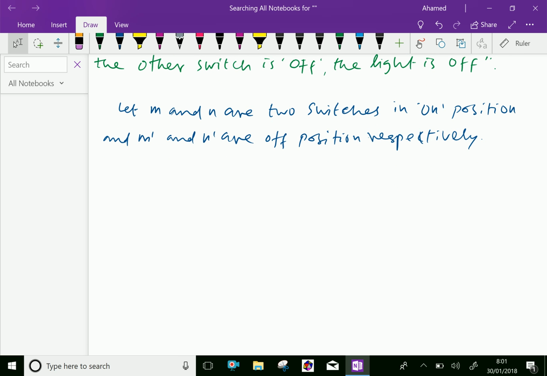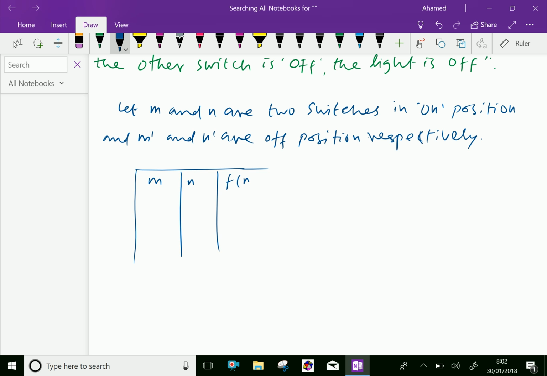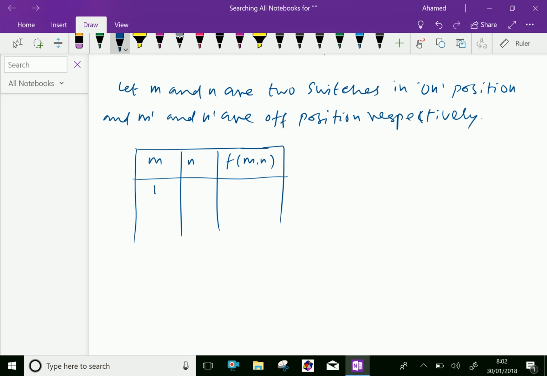Now let us draw a truth table for this. Here M, N, F of function of M comma N. Here if M is on, N is on, the lamp will be on. If M is on but N is off, the light will be off. Third, if M is off, N is on, the light will be off. Then M is off, N also off, the light will be on. This is the truth table for the above condition.